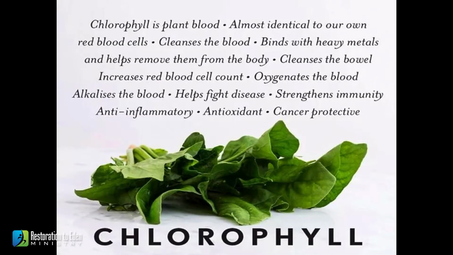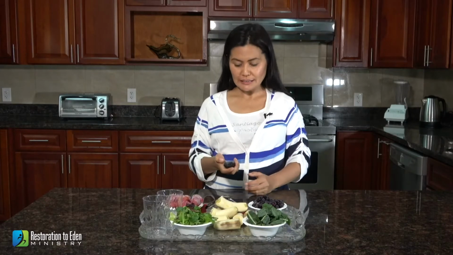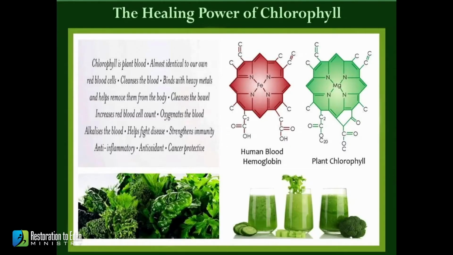The next slide shows that chlorophyll is plant blood. That was evidenced by the previous slide. And it says it's almost identical to our own red blood cells, and we've seen that. It cleanses the blood, it binds with heavy metals and helps remove them from the body. It cleanses the bowel, increases red blood cell count, oxygenates the blood, alkalizes the blood, helps fight diseases. It strengthens immunity, anti-inflammatory, antioxidant, and cancer protective. So that's all that chlorophyll is good for. So we can see how powerful this plant chlorophyll or liquid sunshine is. However, in today's society, it is rarely consumed in our daily diet.